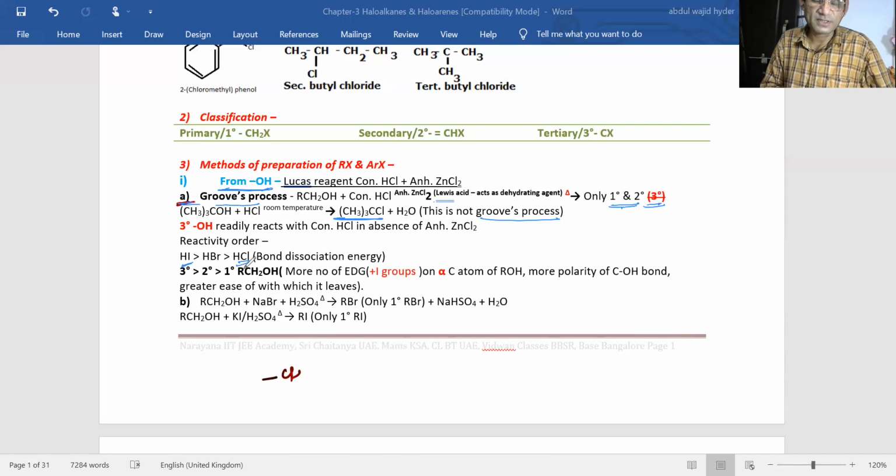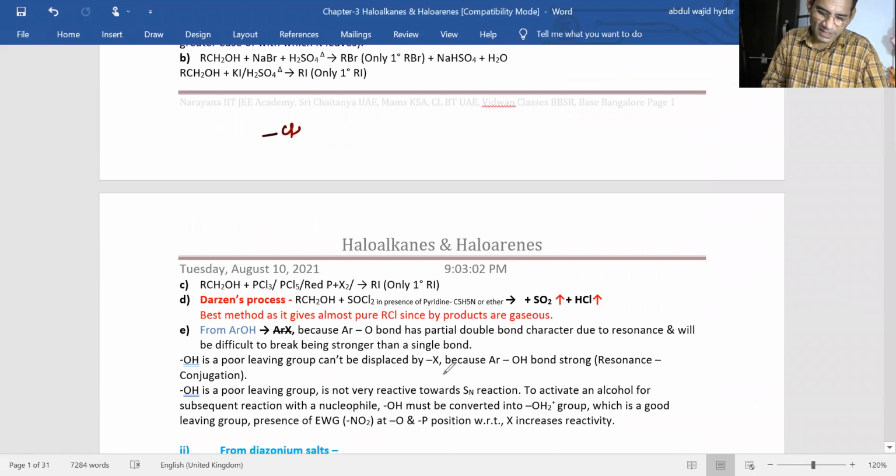Then the second is NaBr plus H2SO4 instead of HCl plus ZnCl2. So there you will be getting RBr, and if it is KI plus H2SO4 on heating, then we will be getting RI only. So this is all about this from alcohol. Many more reactions are there. This is already done in our previous class.